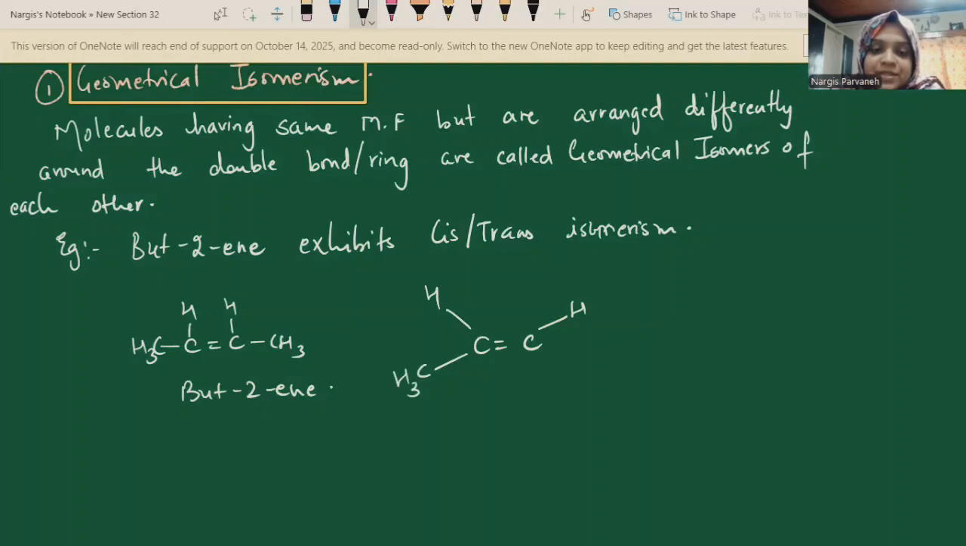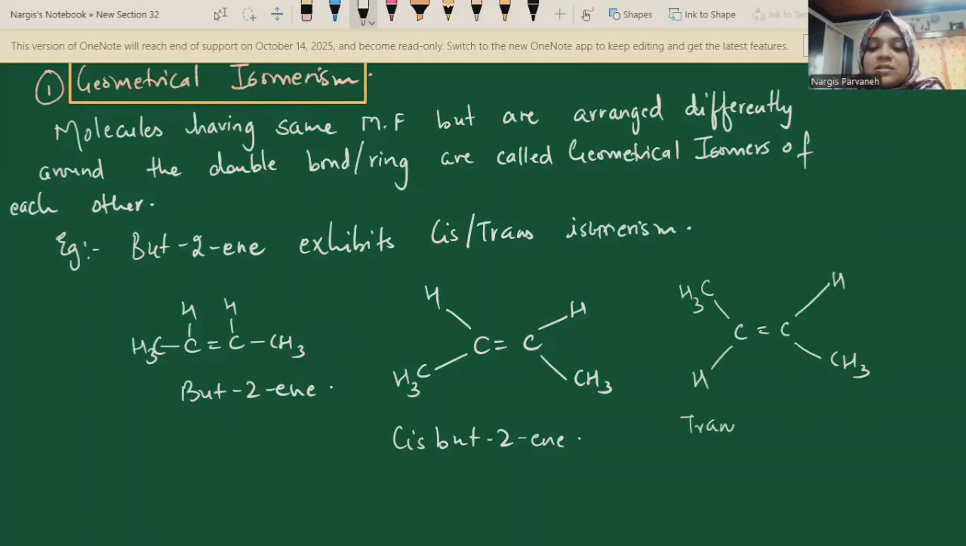Here, as you can see, the structure that I have written is cis-but-2-ene. How cis? Because the hydrogen atoms or the similar groups are arranged on the same side of the double bond. Both are CH3 or both are hydrogens. However, if I write them differently, it will be like this.